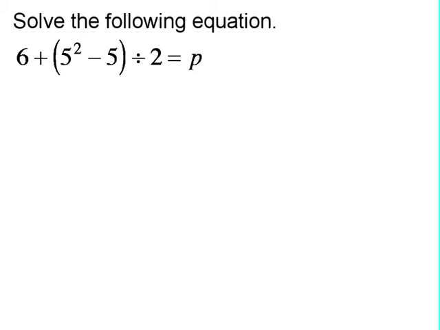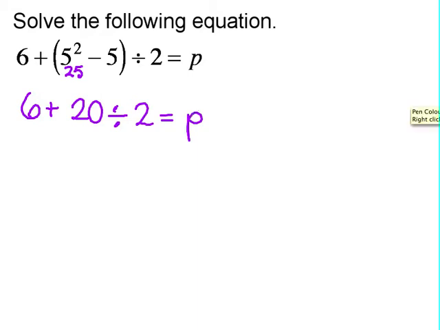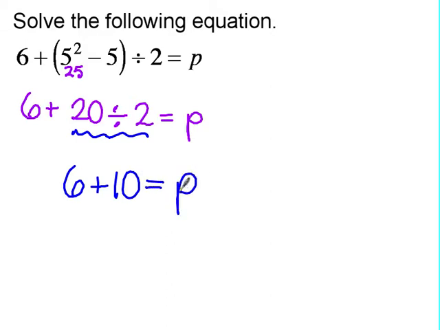So it's the same thing as what we did when we evaluated expressions. So order of operations, what are you going to do first? What's in the parentheses? So first I need to do 5 squared, which is? Good. So I have 6 plus, you told me this was 25. What's 25 minus 5? 20. So I have 6 plus 20 divided by 2. What am I going to do now? Yep, which is 10. So now I have 6 plus 10. So what does P equal? 16.